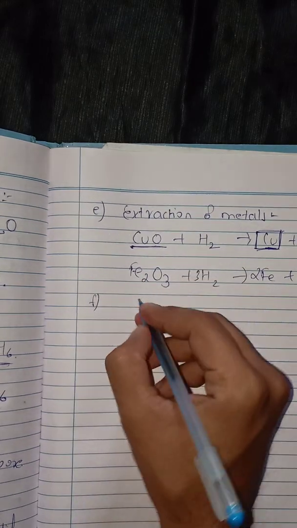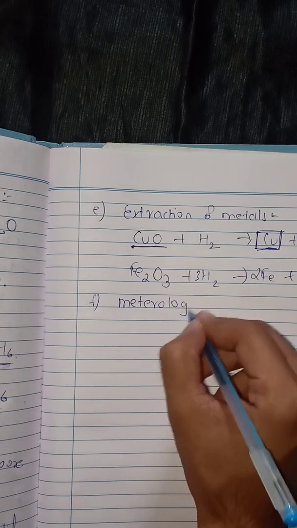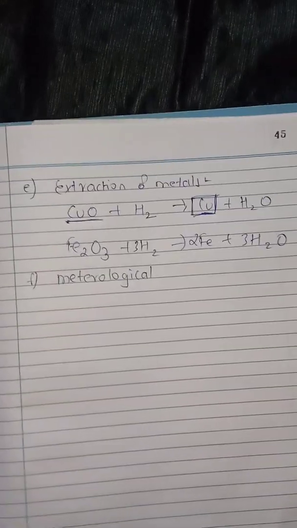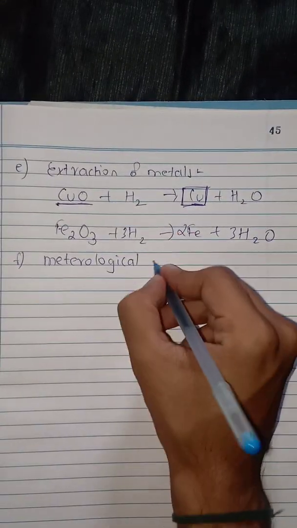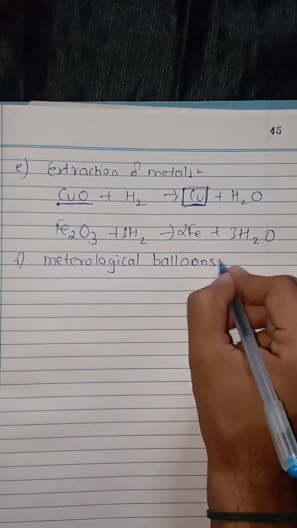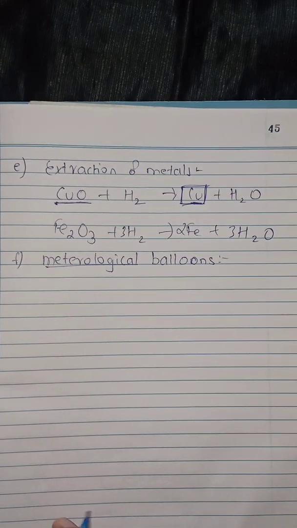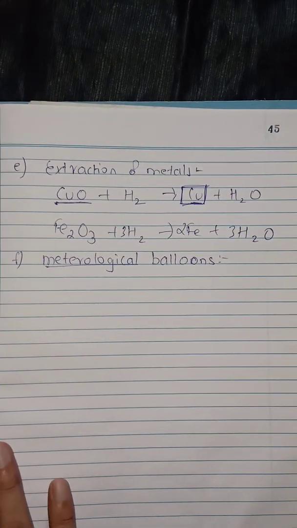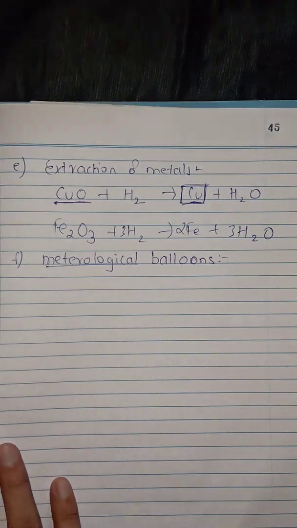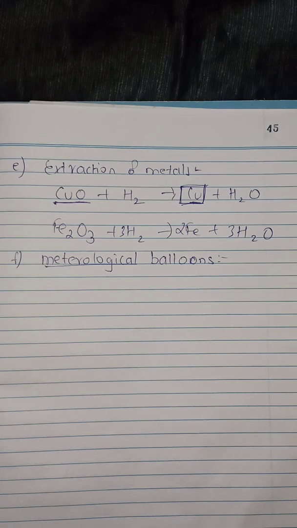Now, sixth example, meteorological balloons. What do you mean by meteorological balloons? Meteorological balloons are those balloons which help to understand the weather forecast. Okay, if you want to know something about the weather, then in meteorological balloons also hydrogen gas is used.